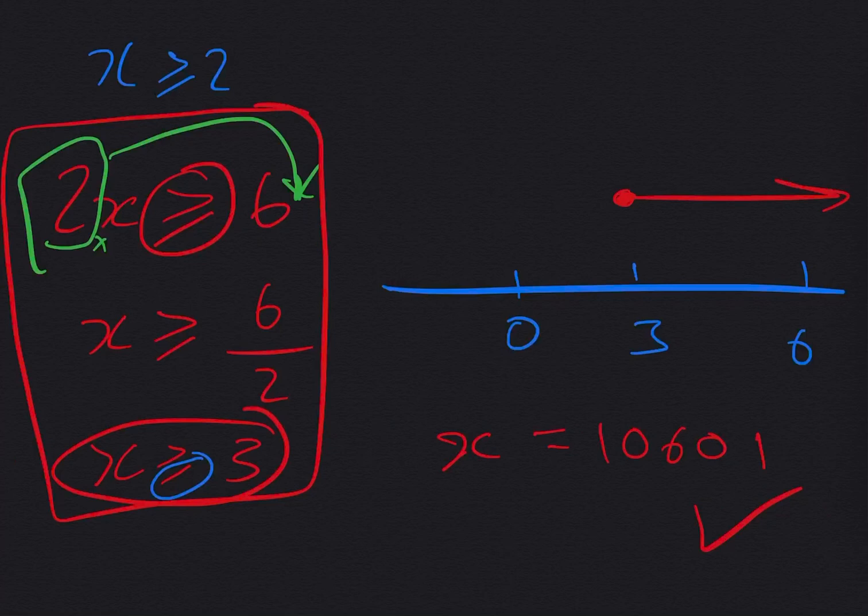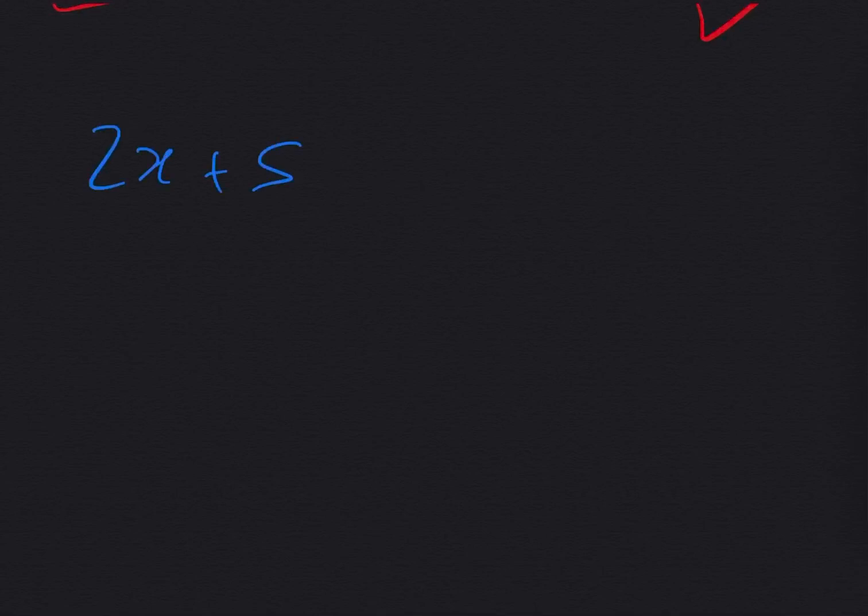So that's fine. All right, what about if we have something slightly more complicated? Let's have 2x plus 5 is less than or equal to 7.